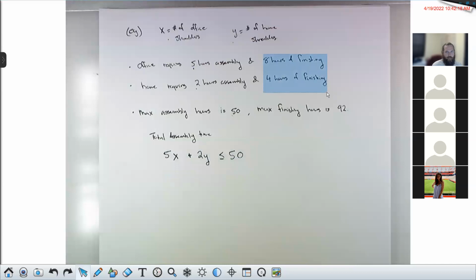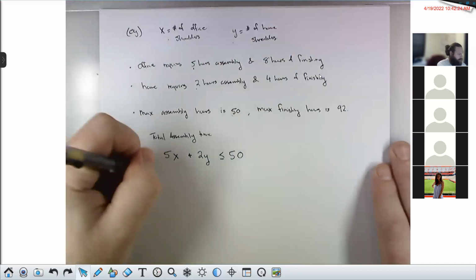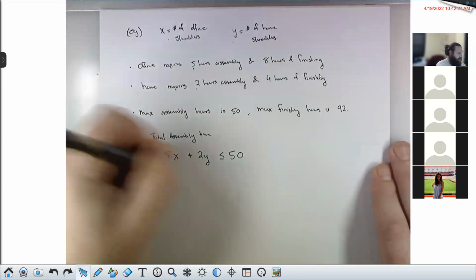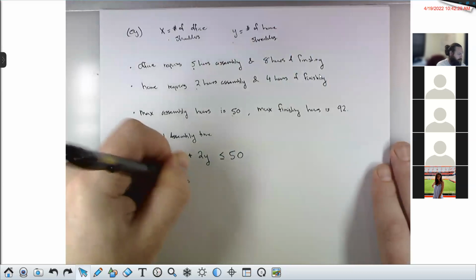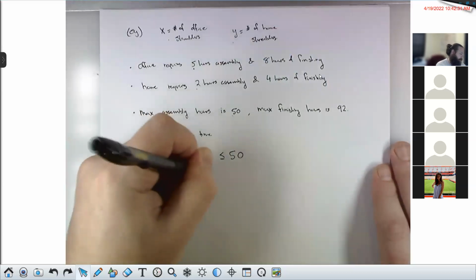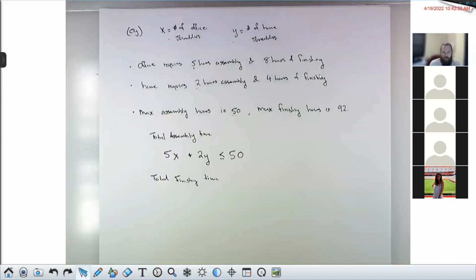Second inequality is going to come from the finishing information. So each office shredder requires 8 hours of finishing. So if we look at the total finishing time. And by finishing here, they mean like polishing surfaces and painting or whatever people do with shredders to make them look nice.